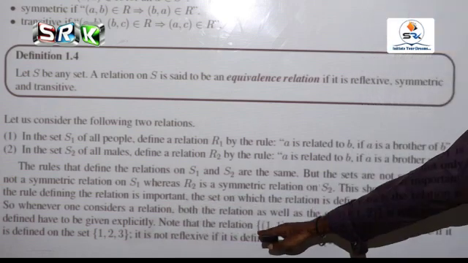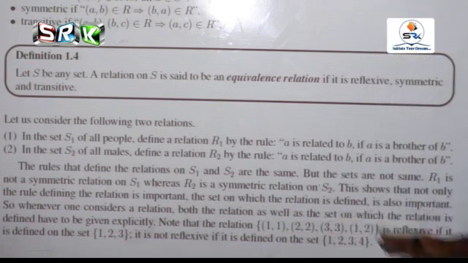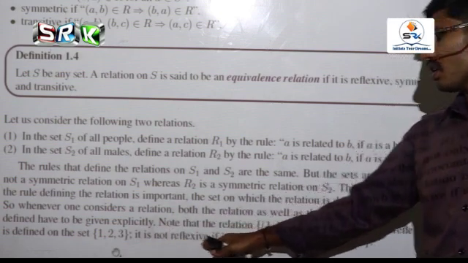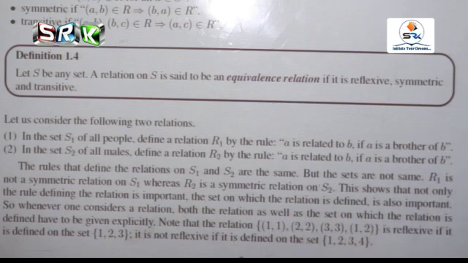Note that the relation {(1,1),(2,2),(3,3),(1,2)} is reflexive if it is defined on the set {1,2,3}. It is not reflexive if it is defined on the set {1,2,3,4}. Okay, is it clear?